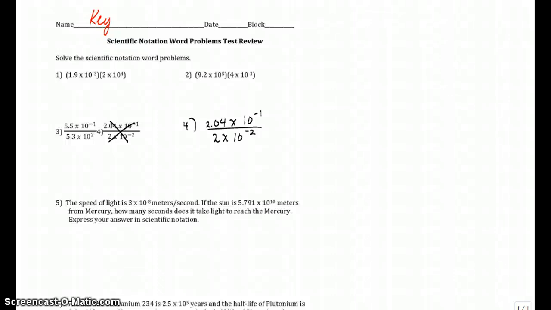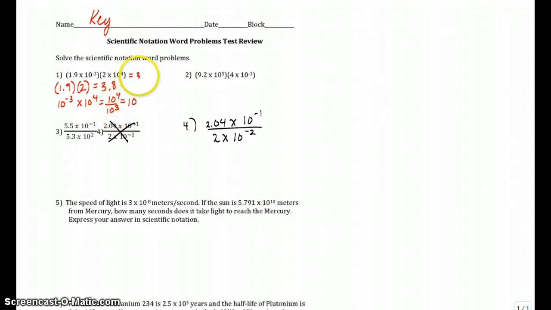Okay, this is the first page of the scientific notation word problems test review. As I promised, I would put the key up for you. So on just your really basic ones, if you take 1.9 and multiply it by 2, you end up with 3.8. And if you take 10 to the negative third times 10 to the fourth, you actually end up with 10 to the fourth over 10 to the third, which is 10 to the first.